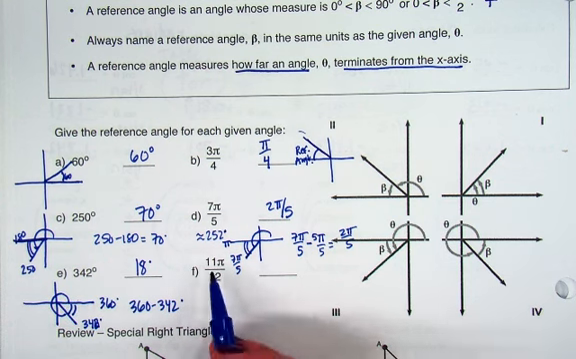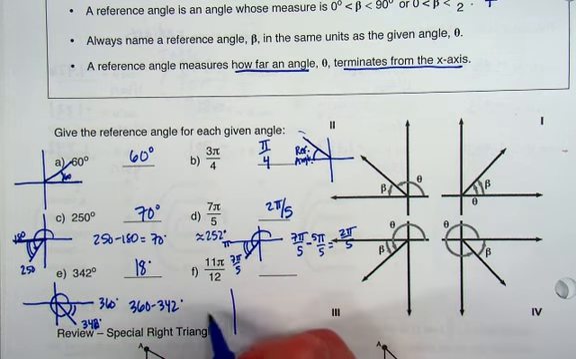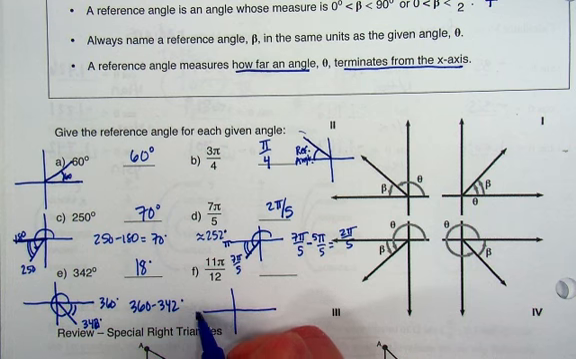11 pi over 12, well, that's just a little bit short of pi.